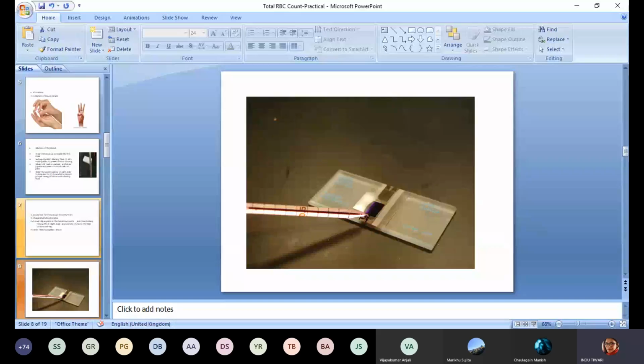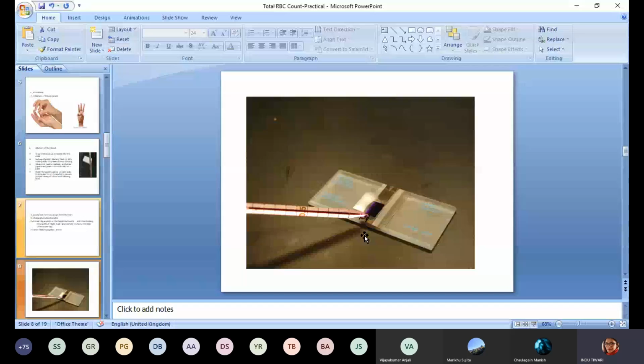So you have to put it at a certain angle. You can see that there is a Neubauer's chamber here. The Neubauer's chamber has been covered by a cover slip, and then this is the RBC pipette. By keeping it at a certain angulation, you just touch the point where the cover slip touches the chamber. By just touching with it, the fluid present within the RBC pipette will uniformly flow on the surface of the chamber by capillary action, and this process is called the charging of the Neubauer's chamber.